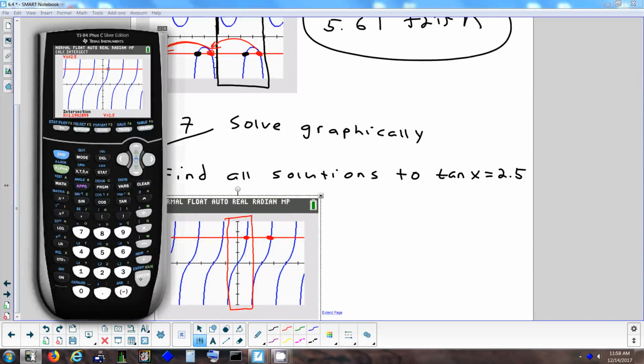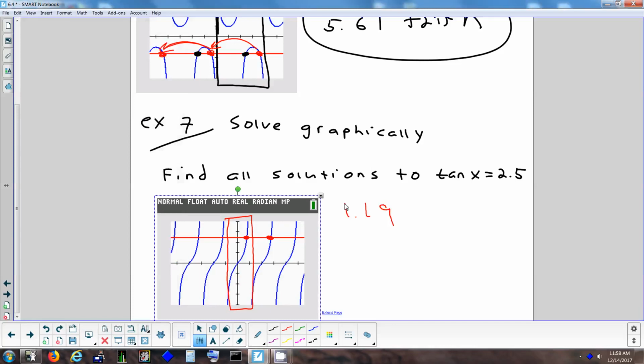Blue, red. So we get an answer at 1.19. And now, how often is that answer going to keep repeating? Every period. So what's the period of tangent? Well, it's pi over b. And what's b in this case? Okay, you're just focusing on this. No, don't focus on that. The 2.5 is on the other side. You're just looking for the period of your trig function.